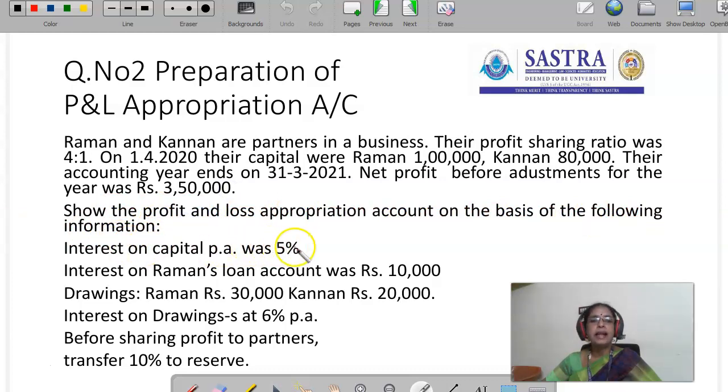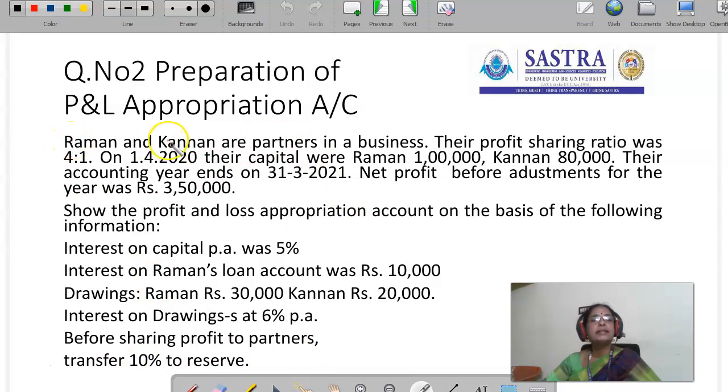Interest on capital per annum 5%. Interest on loan account was 10,000, directly it is given. Drawings: Raman 30,000, Kannan 20,000. Interest on drawing 6% per annum. Before sharing profit to partners, transfer 10% to reserve. These are all the information that is given.